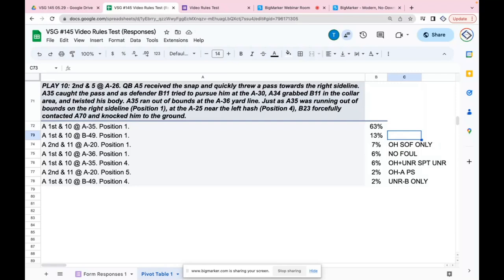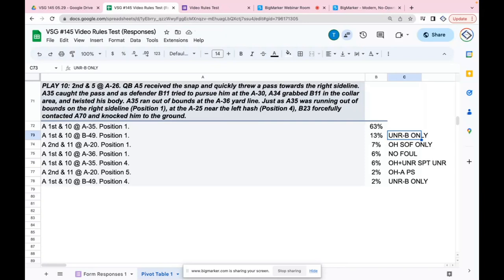I don't care about the UNR. I'm just not that kind of guy. But I got the OH and I enforced it correctly, because I got the OH from the spot of the foul, which was the A30. That's UNR only. Properly enforced. So cool how that just populated. UNR B only, but this is actually correct.